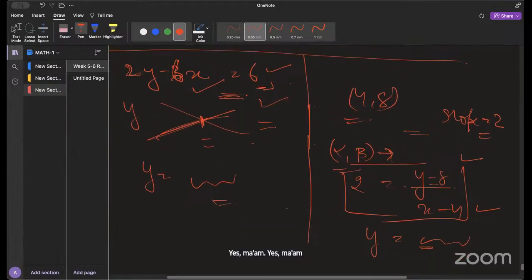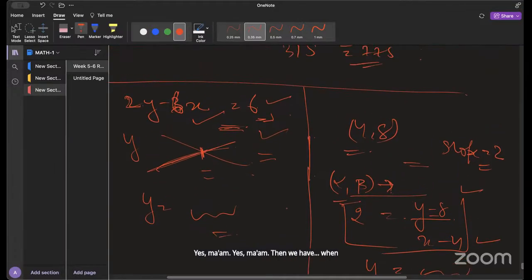Yes, ma'am. Then we have, when we were able to find the collision point, yes, that will be the collision point x, y. And then you just add these two. Okay, ma'am. Thank you, ma'am. Okay. Anything else that anyone wants to discuss?